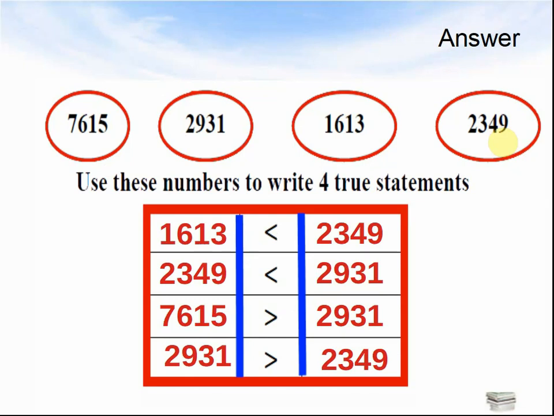Here are the answers. There are almost certainly lots of other answers, but these are the ones that I found. 1,613 is smaller than 2,349. 2,349 is smaller than 2,931. 7,615 is bigger than 2,931. 2,931 is bigger than 2,349. Let's look at the next question.